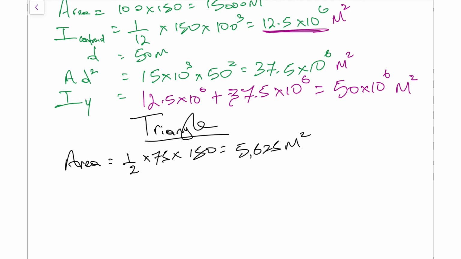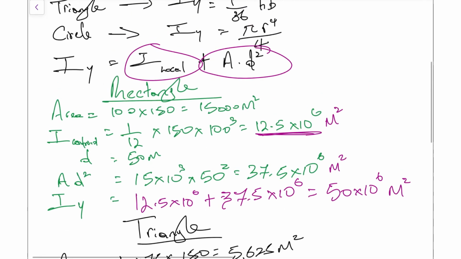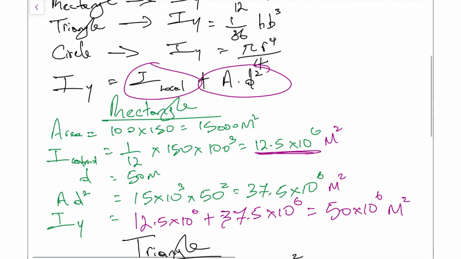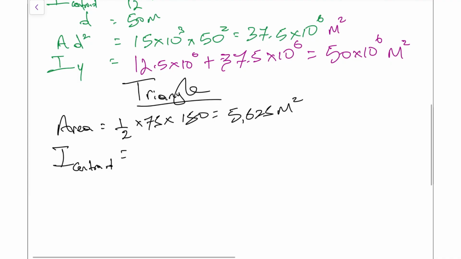And then if we go down to do the centroid now, so that's I centroid for the triangle, and if you check back the formula that we wrote earlier, then that's 1 over 36 multiplied by height multiplied by base cubed. So let's get that sorted now. So that's 1 over 36 multiplied by our height multiplied by our base cubed.